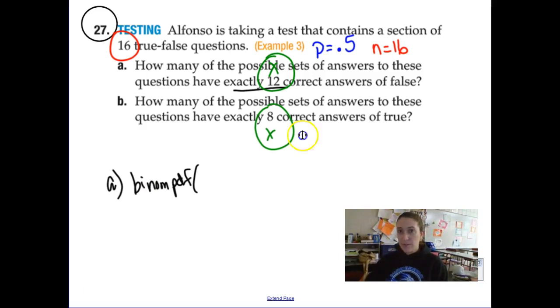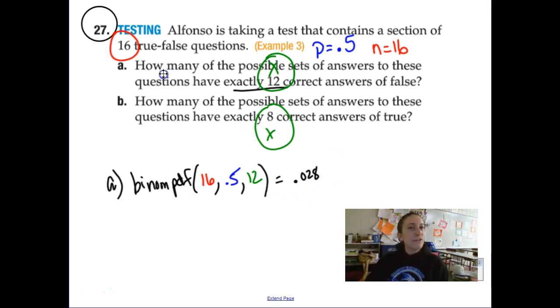again, newer operating system, I don't have to do tons of work here. I'm just going to type in 16 trials, and then 0.5 for my probability of success, and then 12 for how many successes we're looking for, exactly 12 it said. And I'm going to get the probability of, it's roughly 0.028. Now that's the probability of that happening.